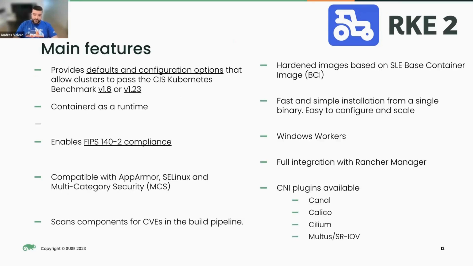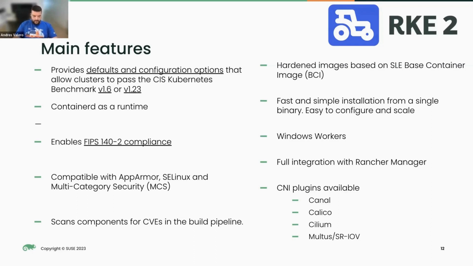Now let's talk about the features. As we expected, it is easy to pass the CIS Kubernetes benchmark. It is pre-configured and provides you with the tooling to pass the CIS benchmark. It enables FIPS 140 by default, so you have a more secure environment and make sure that everything is properly encrypted. It's also compatible with AppArmor, SELinux, and MCS, so you can enforce security on your nodes, making sure that everything is secured.